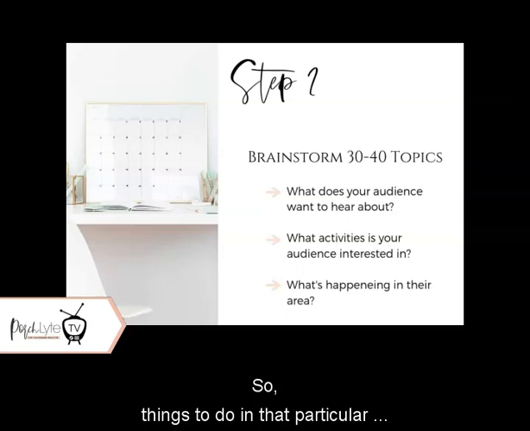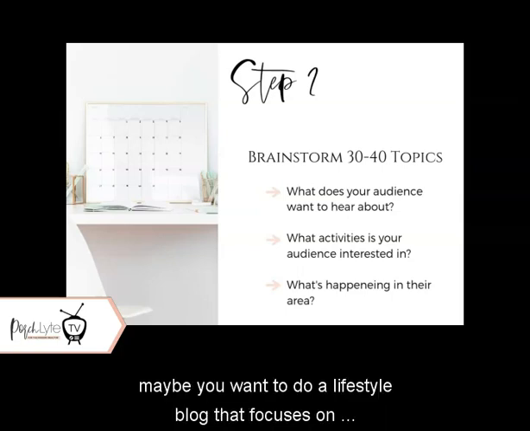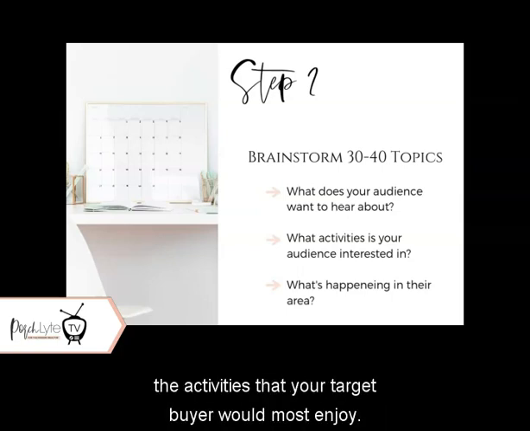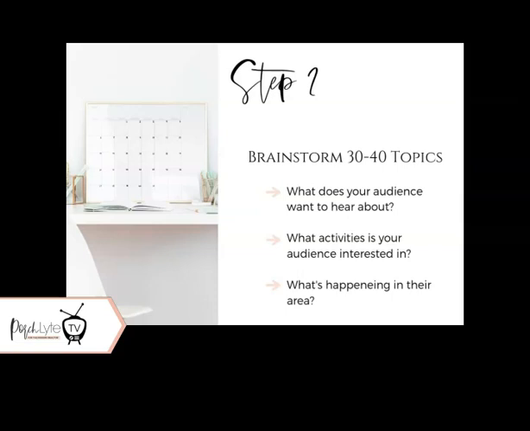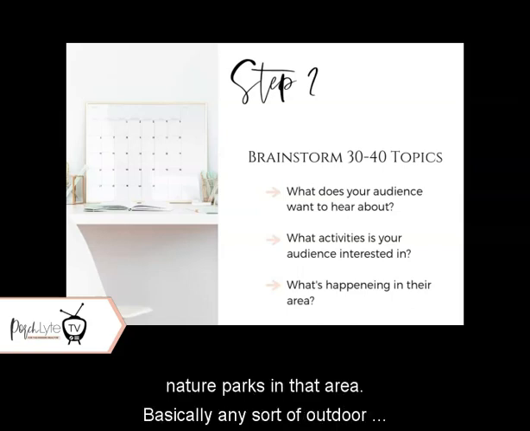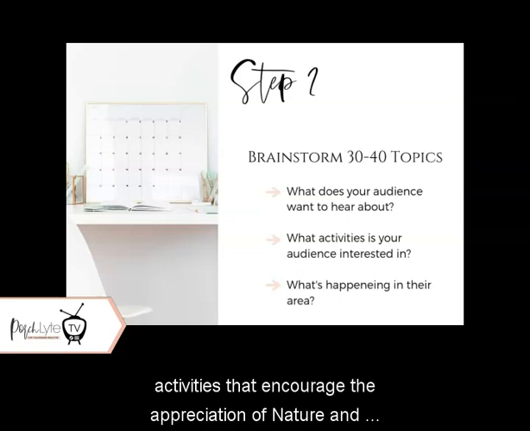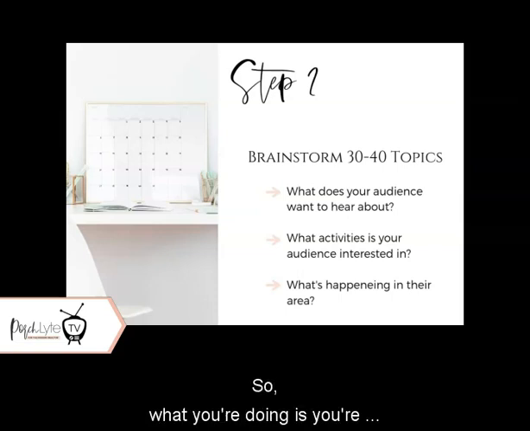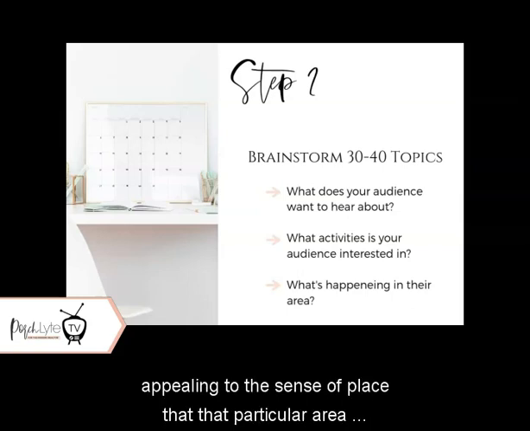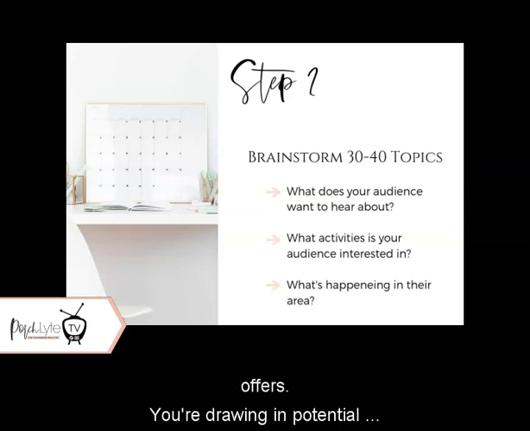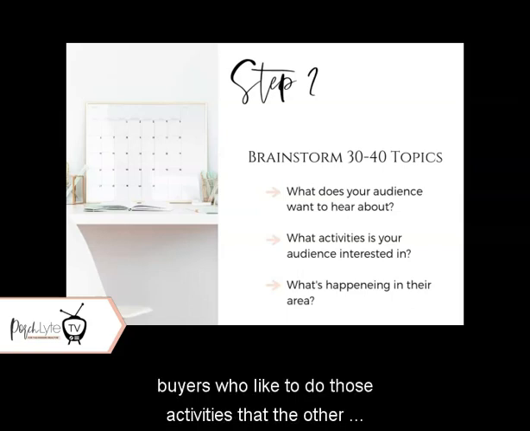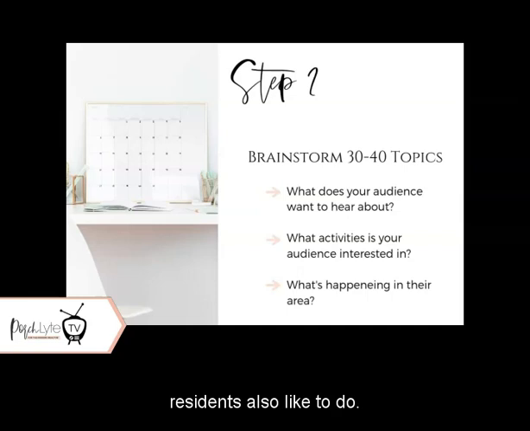So things to do in that particular area, market updates specific to that area. Maybe you want to do a lifestyle blog that focuses on the activities that your target buyer would most enjoy. For example, maybe it's biking, hiking, showcasing the different nature parks in that area, basically any sort of outdoor activities that encourage the appreciation of nature and its surrounding areas. So what you're doing is you're appealing to the sense of place that particular area offers. You're drawing in potential buyers who like to do those activities that the other residents also like to do. And you're also targeting the thing that's most relevant to the area, which is home ownership.